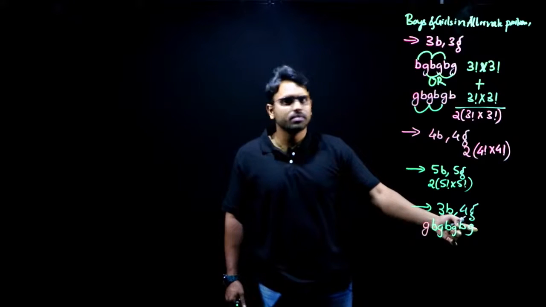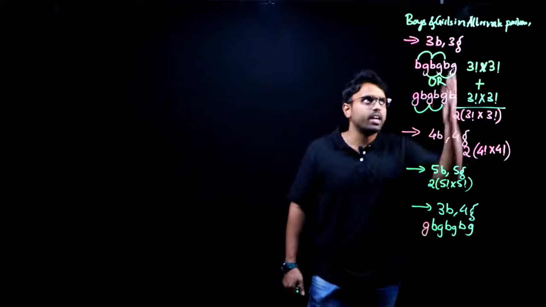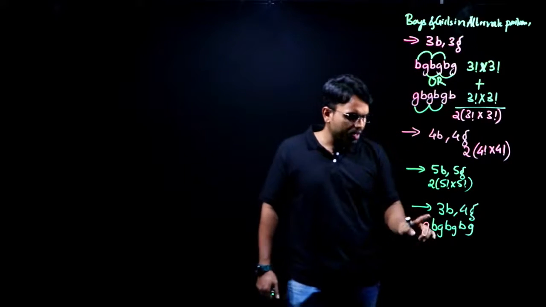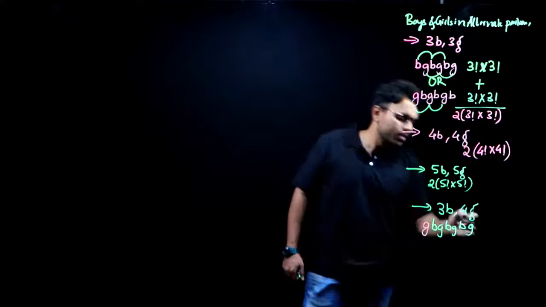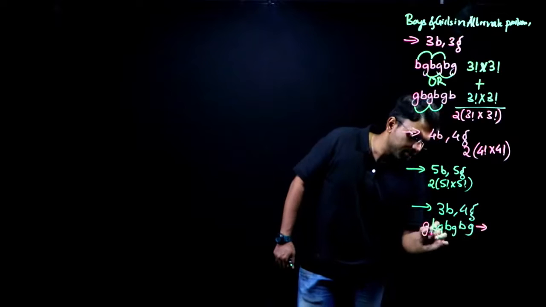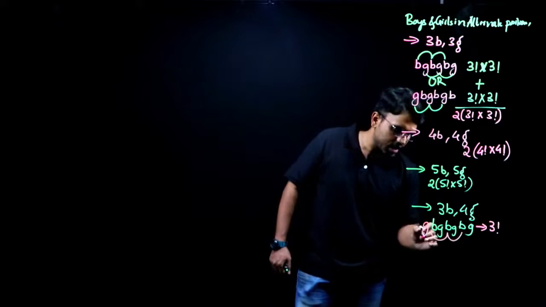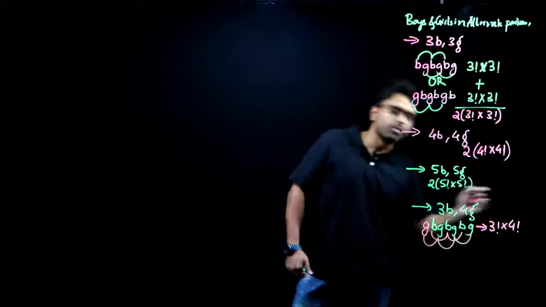Boys and girls? No. They won't be in alternate position because the girl will come next to a girl and it will violate my condition. So I can place her in only one position, that is here. Will there be another case? No. So what will this give me? These 3 boys can be rearranged among themselves in 3 factorial ways, whereas these 4 girls can be rearranged among themselves in 4 factorial ways.